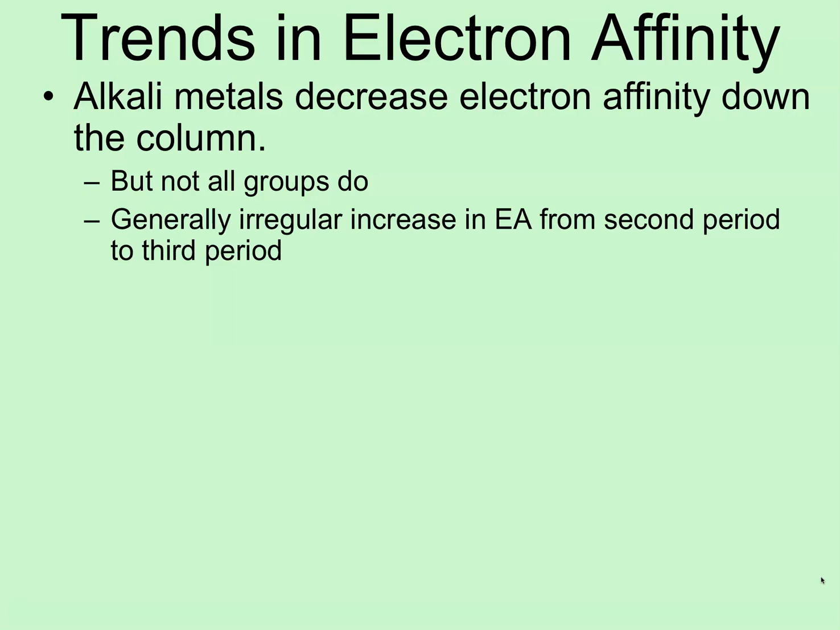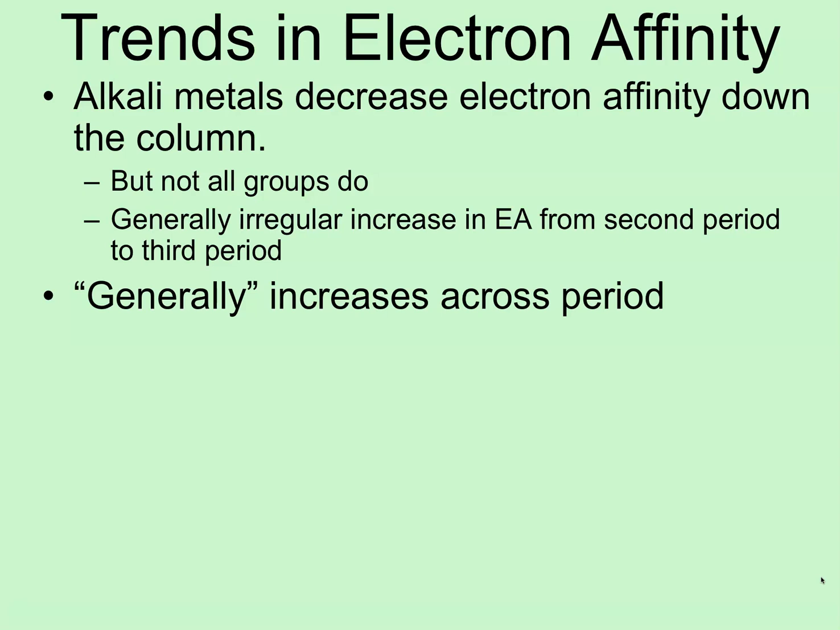Generally, we have irregular increase in the electron affinity from the second period to the third period. So again, going down a column, period 2 to period 3, it's irregular. The affinity doesn't really follow a set trend, so to speak, that we've seen in the past.